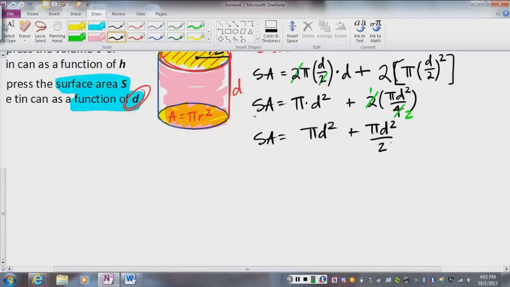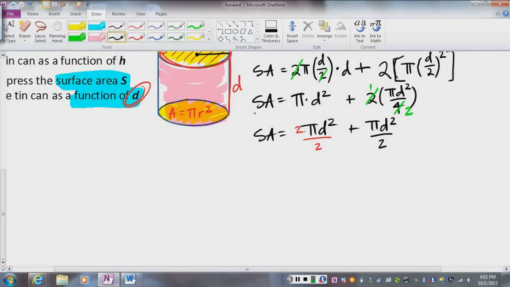I recognize that I need a common denominator. So I'm going to go ahead and do that. Now I have 2 pi D squared plus pi D squared. That's going to be 3 pi D squared over 2. So I have now written my surface area as a function of D.